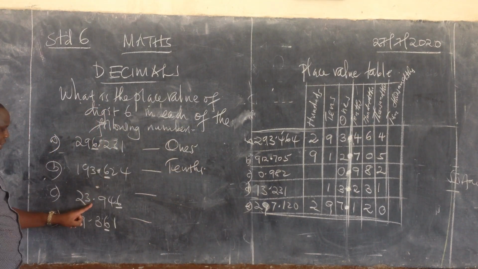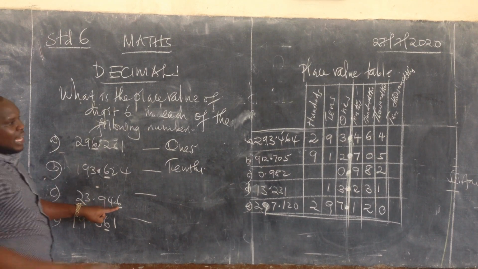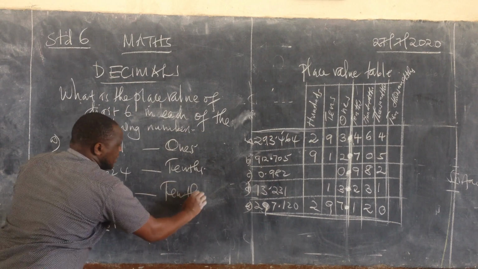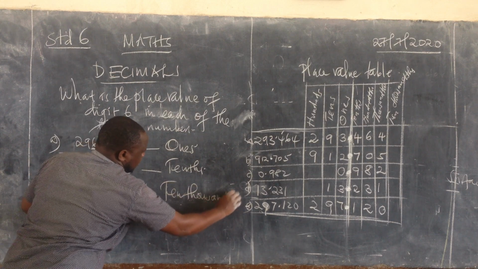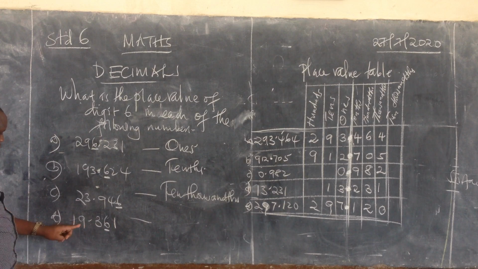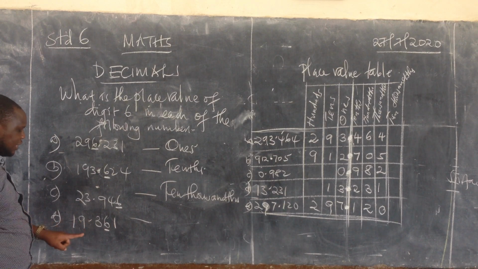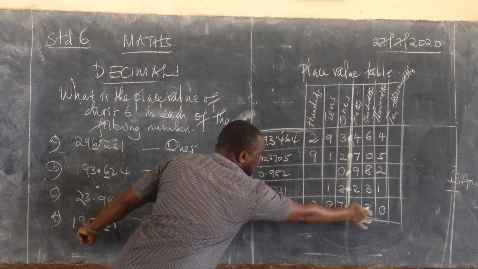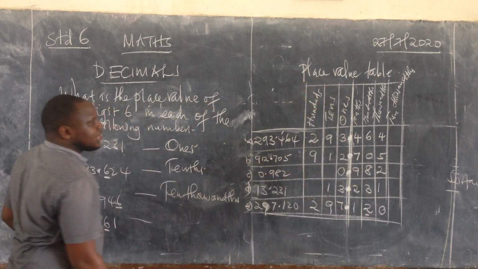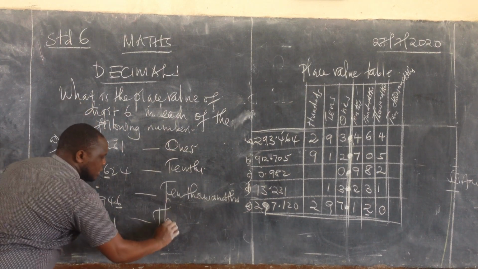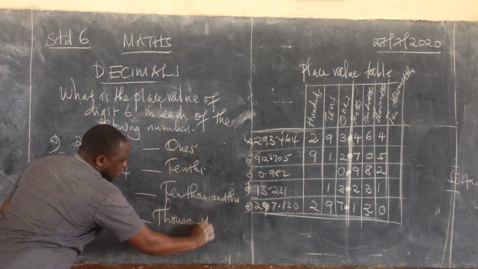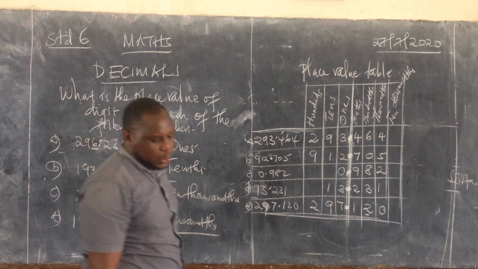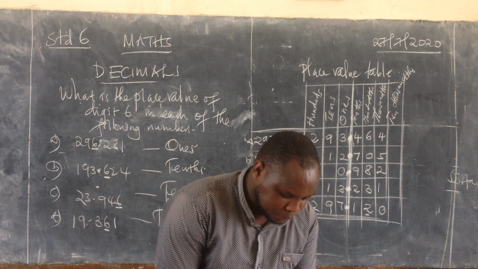Then you move to this one, Lana, 23.946. The last digit is the place value of ten thousandths. And lastly, 19.361. 6, you find it in the place value of thousands. So you write yourself thousands there. So all this is what you are expected to do in such an exercise.